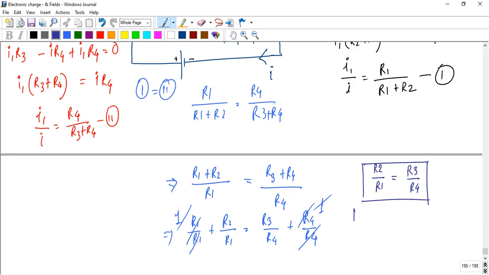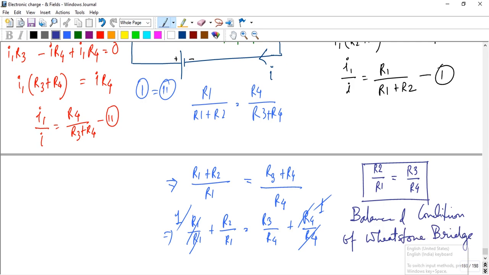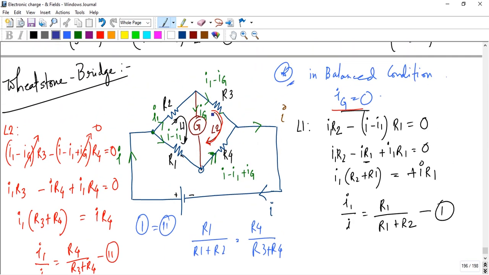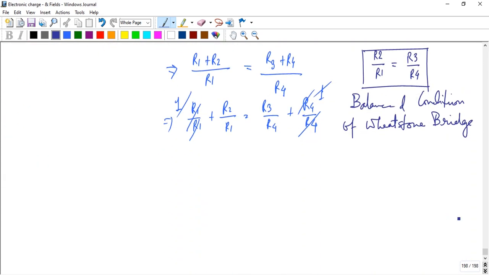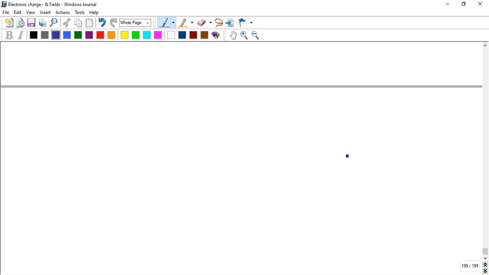Okay, that's the balance condition of the Wheatstone bridge. Clear? A basic circuit is given here, the Wheatstone bridge. Now apply KCL and KVL and get the balance condition.